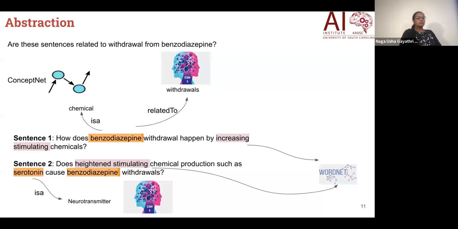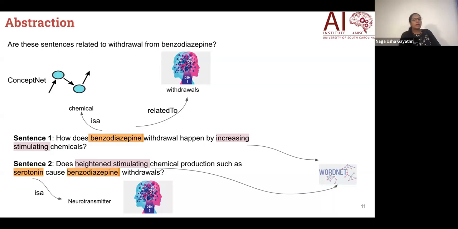So next is abstraction, which is another limitation. We define the task of abstraction as mapping a concept to a higher level concept. Humans often speak in high level abstract concepts when explaining their decisions or ideas to others. Here we are using ConceptNet.